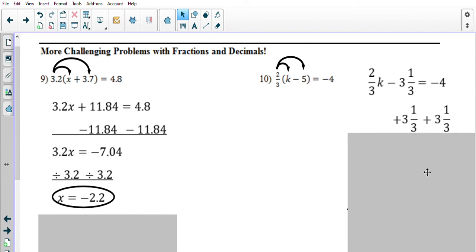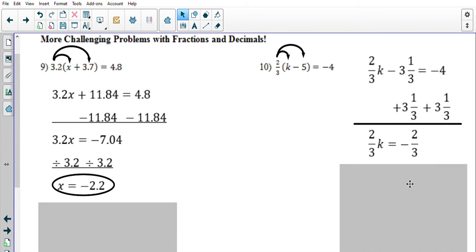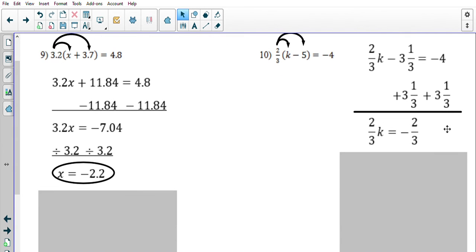All right, so let's go ahead and add 3 1/3 to both sides. So you're going to do negative 4 plus 3 1/3. That's the inverse of subtracting 3 1/3. If you don't know how to plug this into your calculator, you definitely want to check in with me. So we get 2/3 k equals negative 2/3. That's from negative 4 plus 3 1/3.